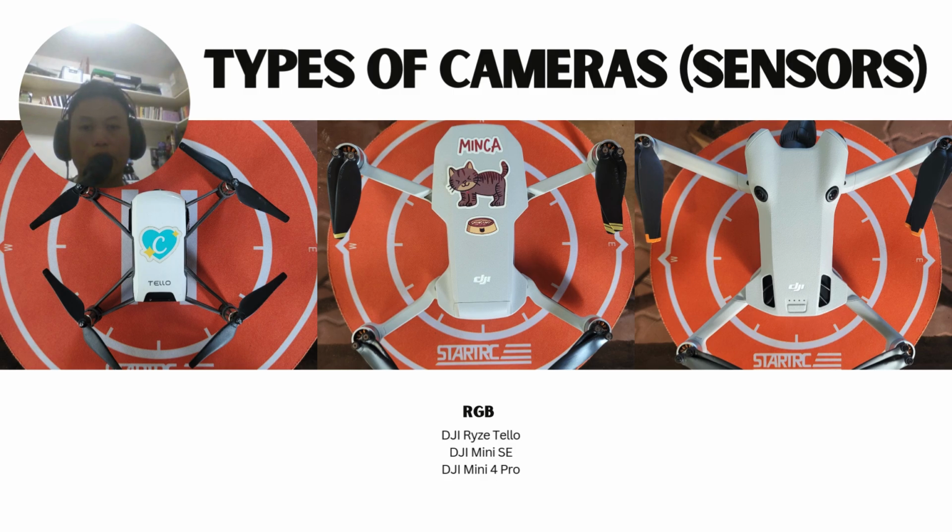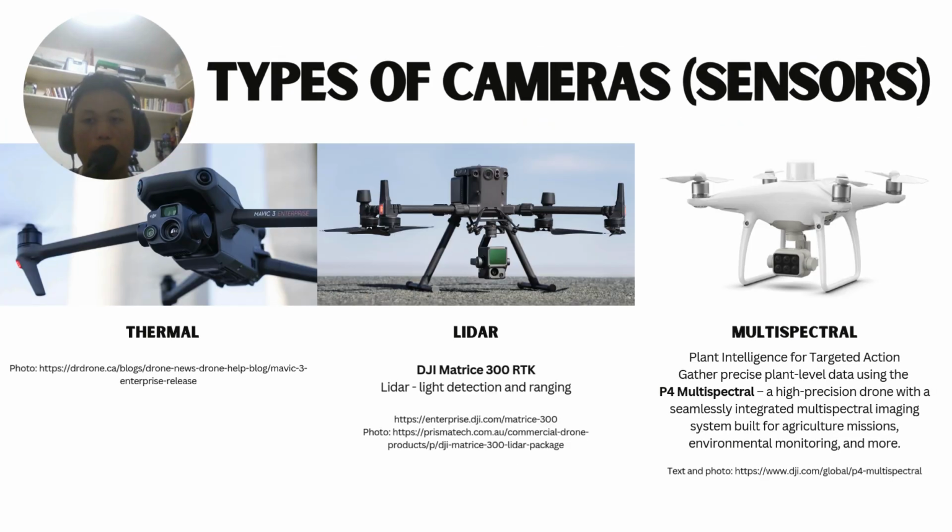Drones have different cameras or sensors that collect data and detect objects on the ground. For commercial drones, we typically have RGB sensors or our usual cameras that can see visible light. And we also have special cameras with powerful sensors that can detect heat, like the thermal camera, can determine elevation, like the LiDAR, or detect diseases in plants, like the multispectral and hyperspectral cameras.